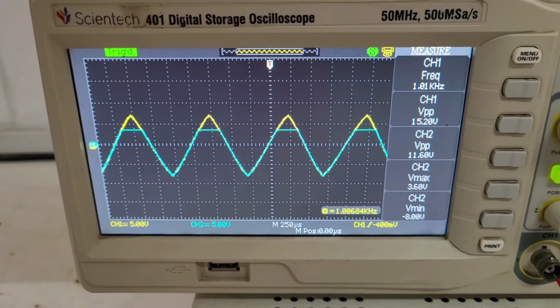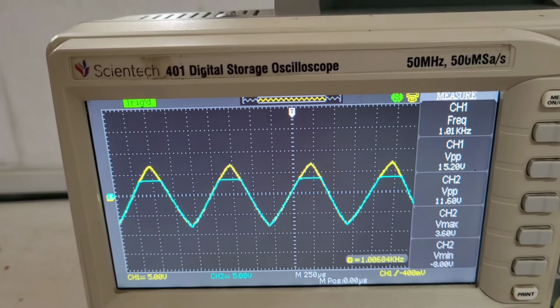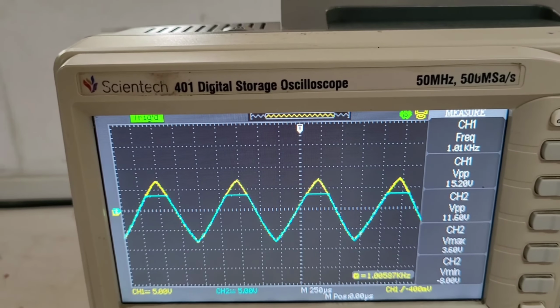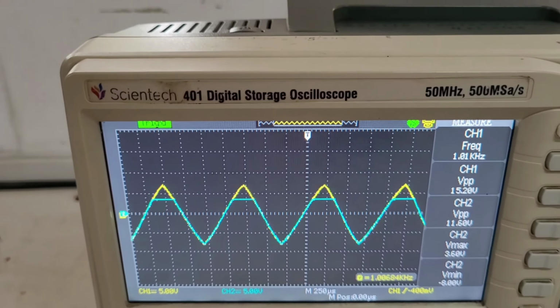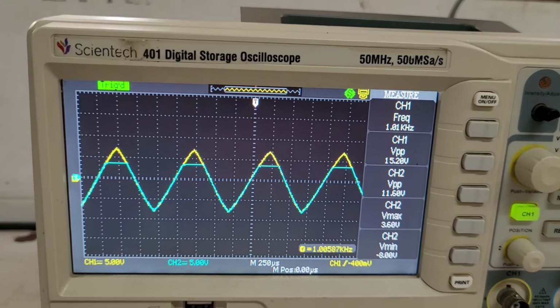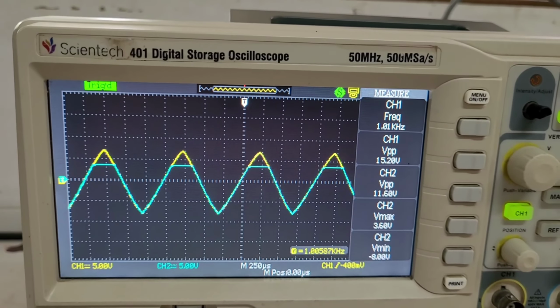Observing the waveform, we can see that the V maximum of channel 2 is 3.6 and V minimum of channel 2 is minus 8 volt. This circuit is clipping the positive portions up to positive 3 volt.